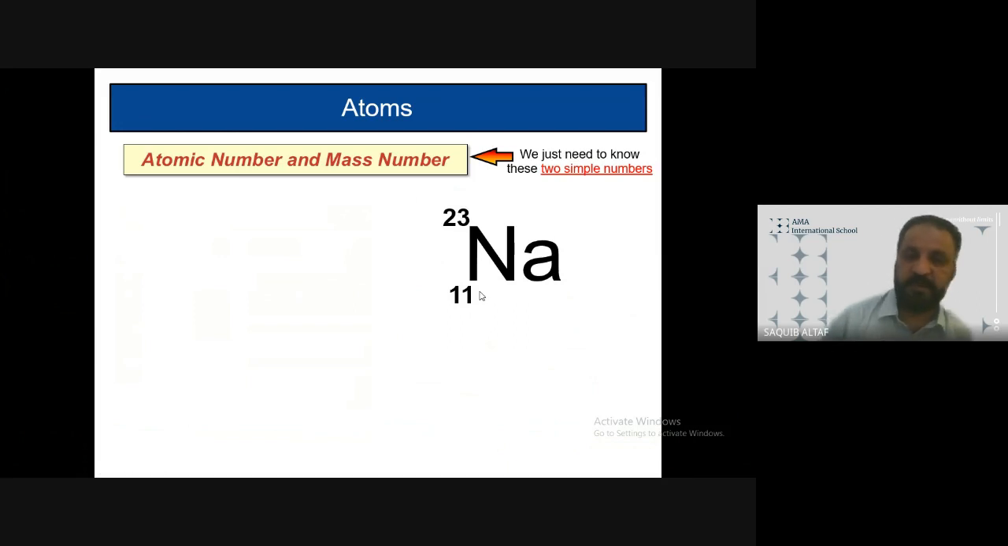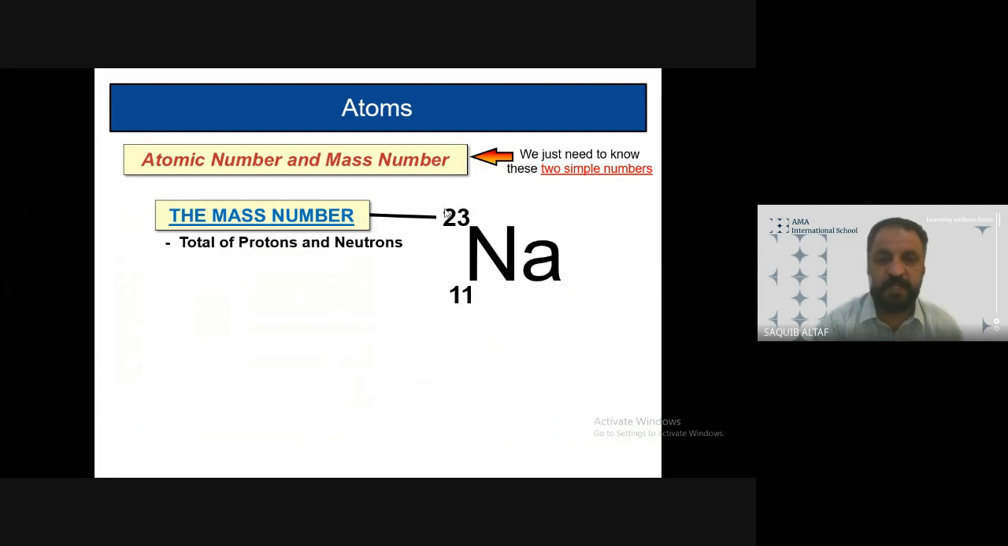I hope it is clear. I will repeat: atomic number means number of protons. This smaller one is the atomic number, and the bigger number is known as the mass number. Mass number means protons, here 11, plus neutrons. How will you find the neutrons? Subtract 23 minus 11, which gives 12. So in sodium there are 12 neutrons, and 12 plus 11 is 23, the mass number of sodium.